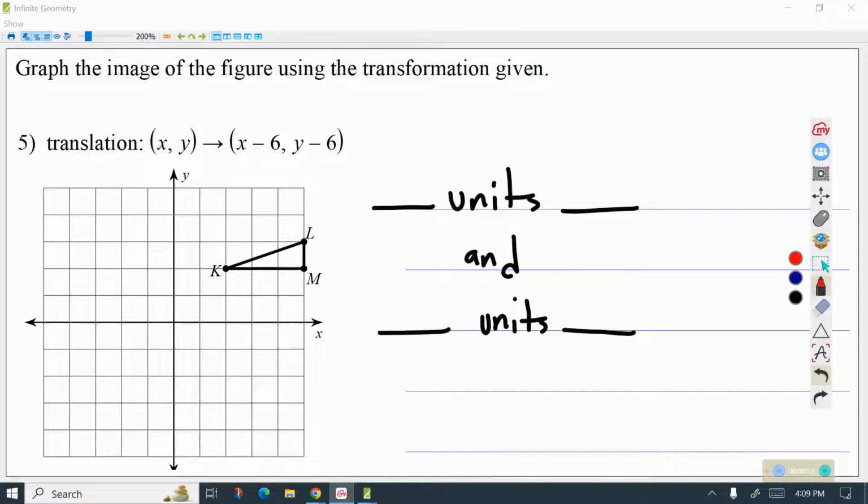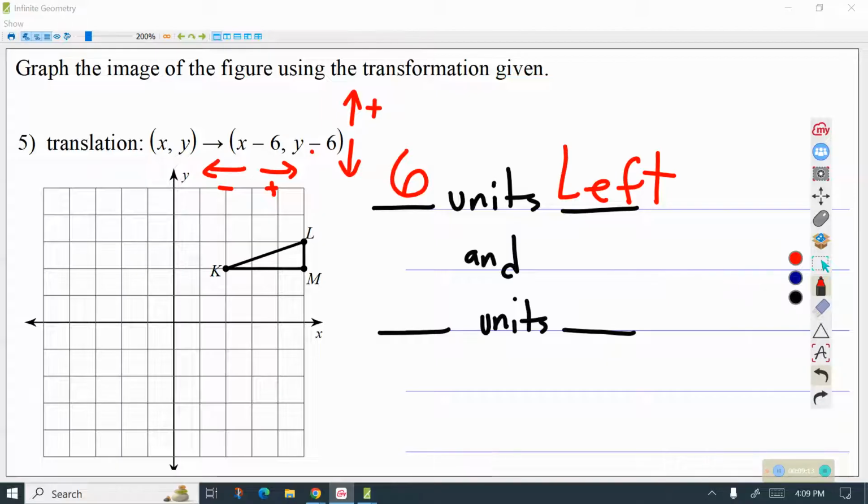All right, well, the first one is to determine whether or not the X is moving us left or right. Again, a negative number moves us to the left, and a positive moves us right. Well, that's a negative 6. So it wants us to go 6 units left. Okay? And because this Y is negative, well, a positive value for Y would move us up, but a negative value in the Y is going to move us down. So this means that we have 6, and instead of going up, we're going to go down.